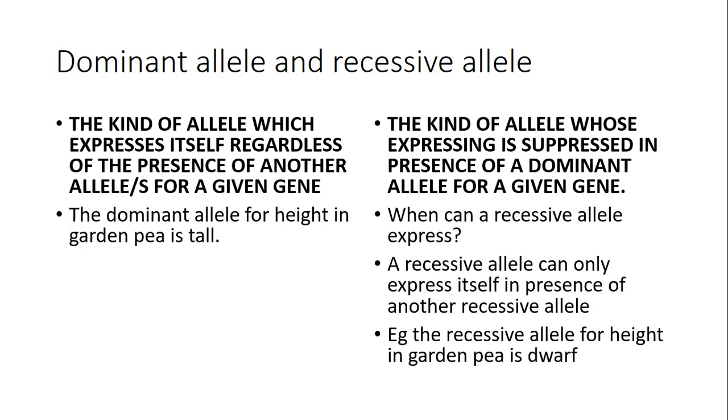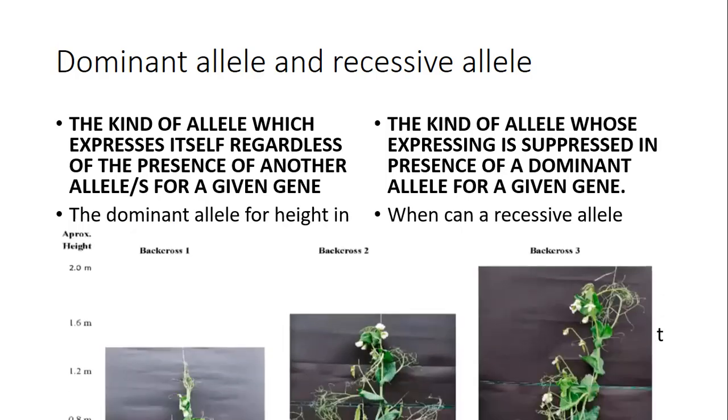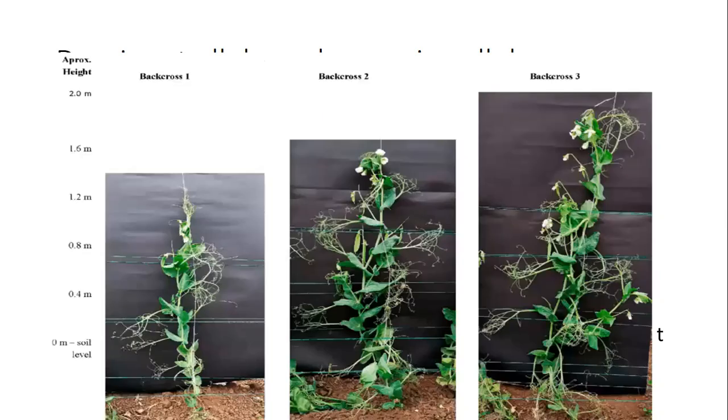Example, the recessive allele for height in garden pea is what? Here is a garden pea plant. I have shown three different heights. If you take around 100 seeds of garden pea plant and try to grow plants, the maximum number of plants will have tall height, because it is the dominant character. Most of the plants will show you tall characteristics. This is just by statistics.